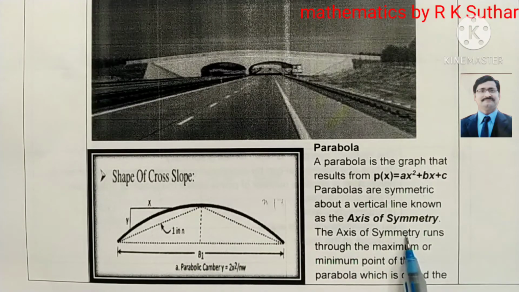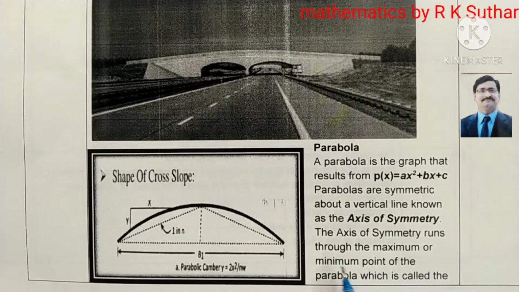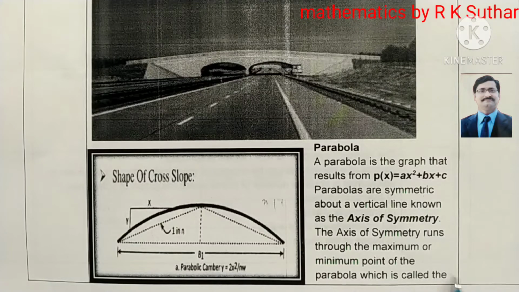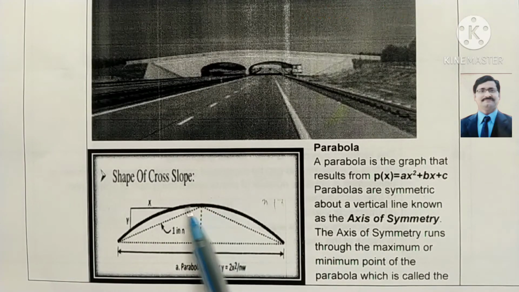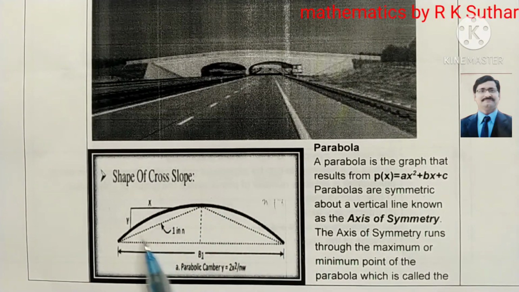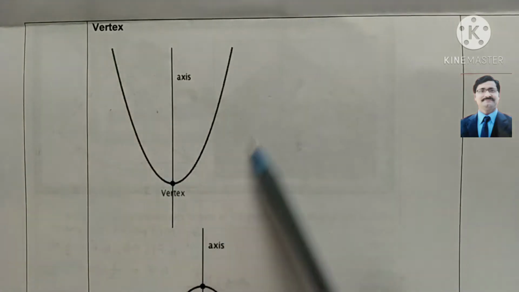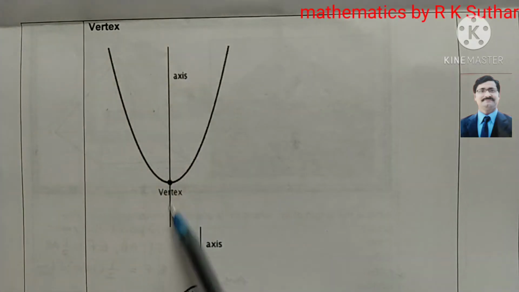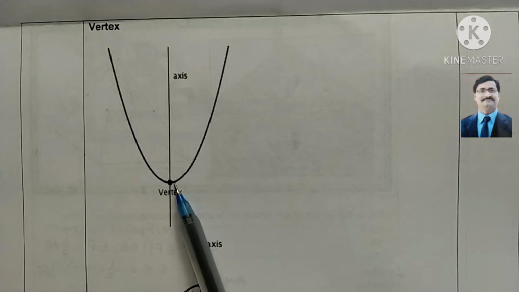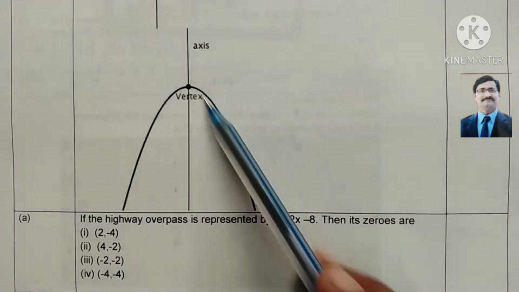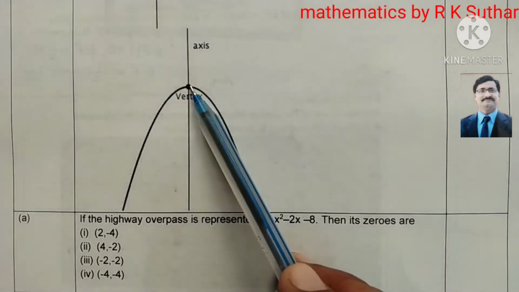The axis of symmetry runs through the maximum or the minimum point on the parabola, which is called the vertex. Look here, this is the vertex, and both sides are the same. So this point is called the vertex. This is explained here. You can see a parabola here, this is the vertex and this is the axis. Same as this, we have one more parabola here, with its axis and its vertex.